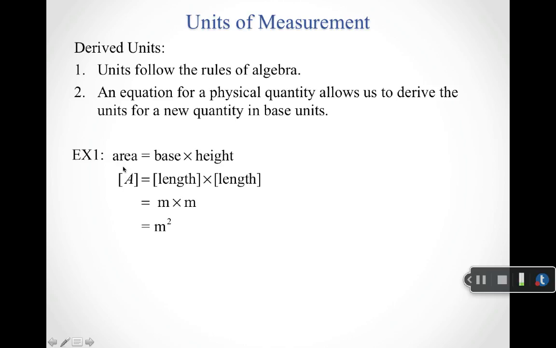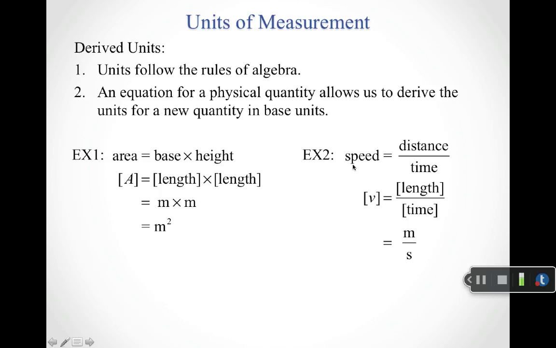So as an example, here I've got an equation that says the area is base times height. Notationally, when I take my quantity and put it in brackets, I want to read this as the units of, or the dimensions of, area are the dimensions of length times, or units of length times units of length. So here I've got area is length times length. Well, the SI unit for length is meters, so this means area is meter times meter. That's just meter squared. So the SI unit for area is meter squared.